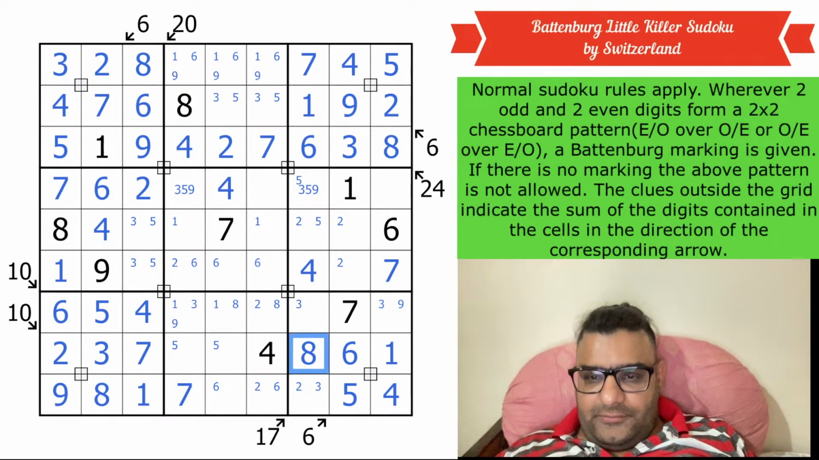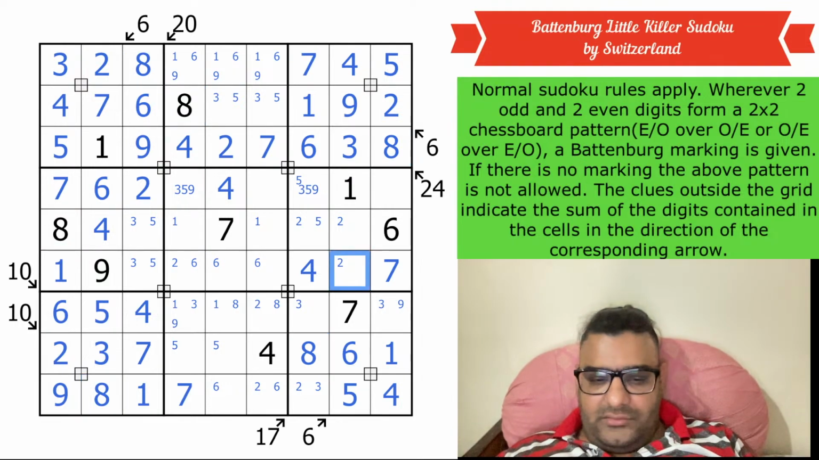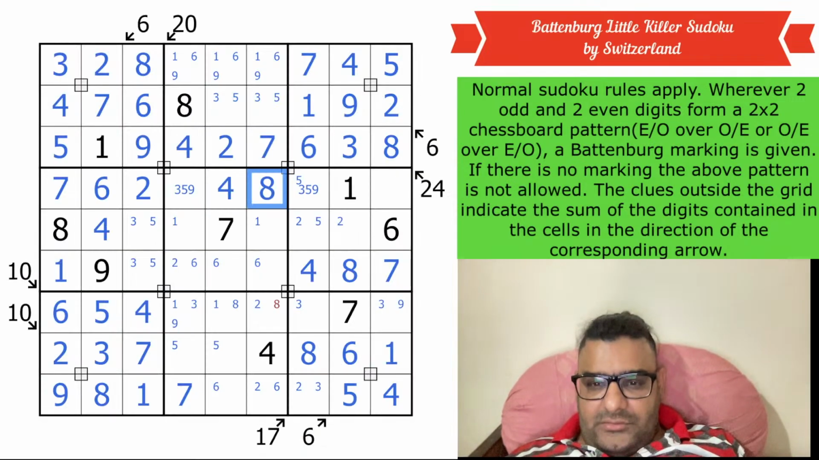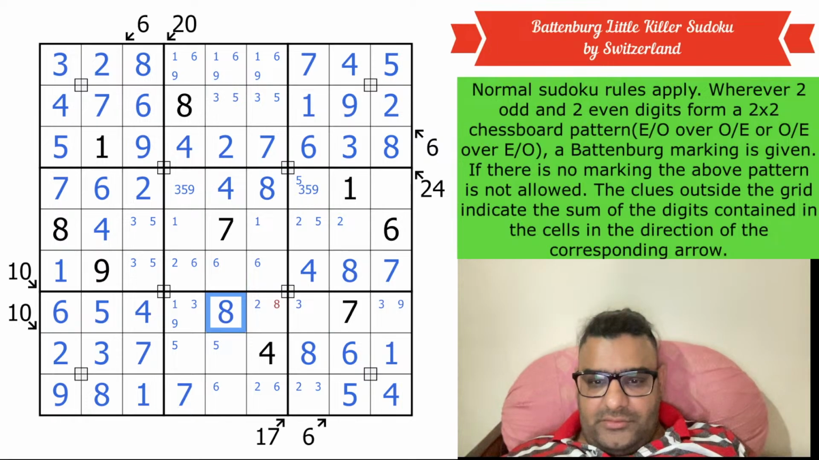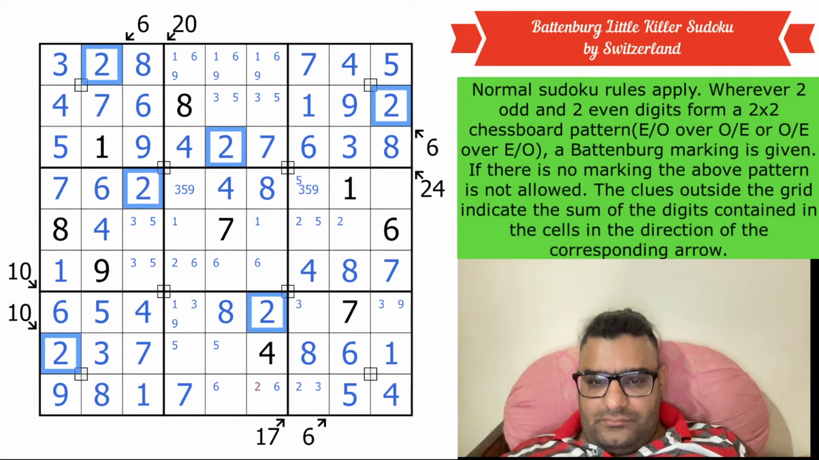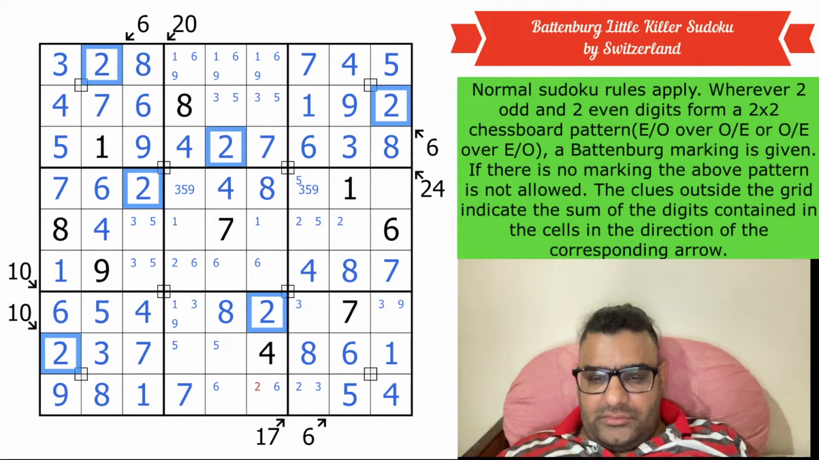If I check again, 8 cannot be here, 8 is here. If I check again, 8 is not here, then 8 is here. 1, 2, 3, 4, 5, 6, 7. If 8 is not there, 2 is there. Am I right? Yes, 2 cannot be here.